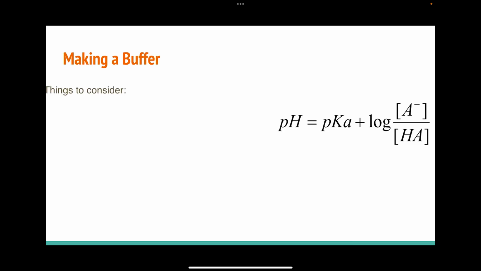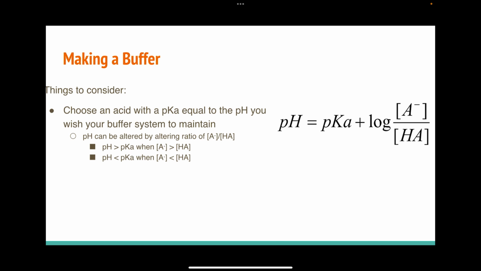Now let's think about making a buffer. What things do we need to consider when making a buffer? Well, first, you want to choose an acid with a pKa equal to the pH you wish your buffer system to maintain. In other words, if you want your system to maintain a pH of 5, you want to choose an acid with a pKa of 5.